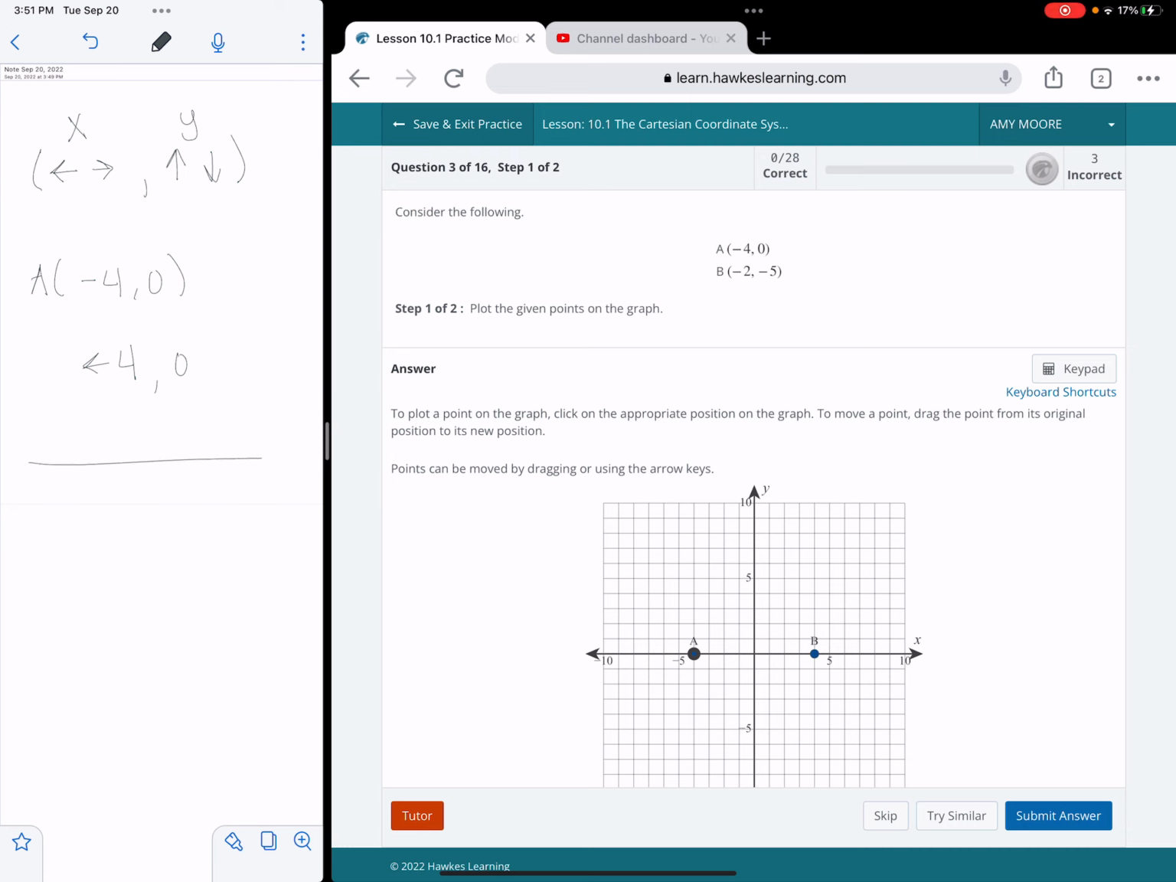B is going to be the point (-2, -5). And so I'm going to go left 2 and then down 5. I'm going to hold that point down. See how it's red now? I'm going to go left 2, 1, 2, and then down 5, 1, 2, 3, 4, 5. And so those are going to be my 2 points.